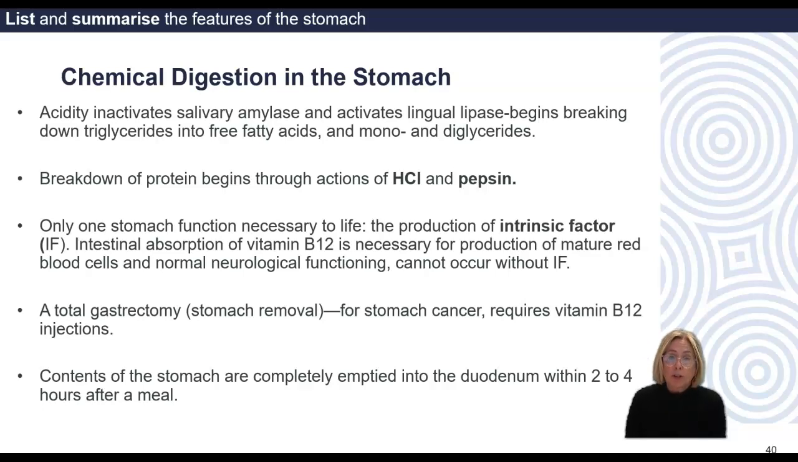There is only one stomach function that's necessary for life, and that's the production of intrinsic factor. And I spoke about that in terms of it being essential for vitamin B12 absorption. And vitamin B12 is essential for the production of red blood cells and normal neurological function. Cannot occur without intrinsic factor. A total gastrectomy, stomach removal for stomach cancer, would require somebody to have vitamin B12 injections because they wouldn't have any intrinsic factor. And the contents of the stomach are completely emptied into the duodenum within 2 to 4 hours after a meal.